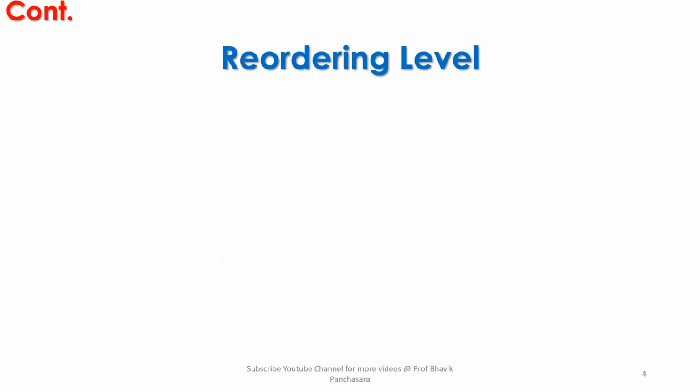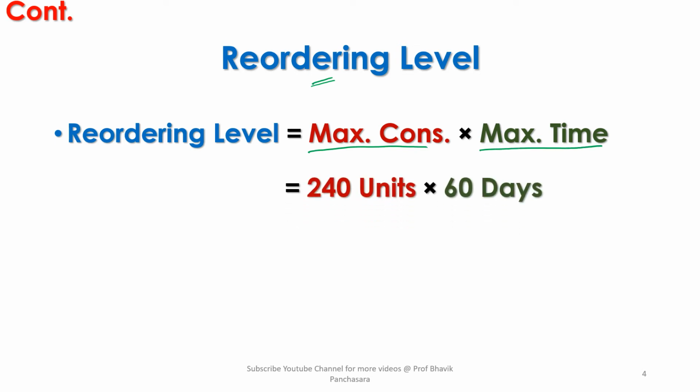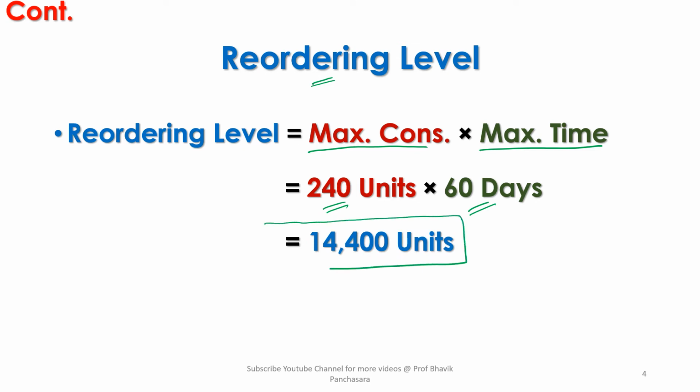The next point that we are going to calculate is reordering level. The formula for reordering level is maximum consumption into maximum time. Maximum consumption we have calculated just now, that is 240 units, that we will multiply with the maximum time 60 days given in the question. So, we can say that for this product reordering level is 14,400 units.